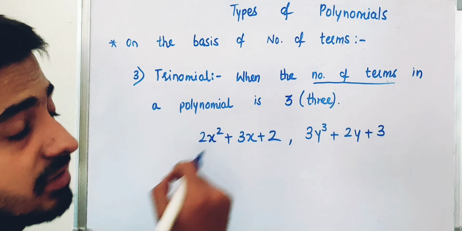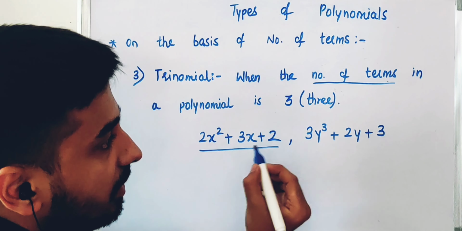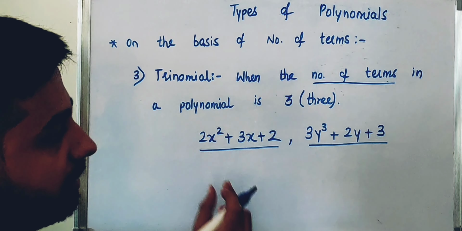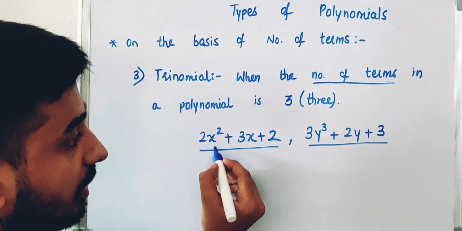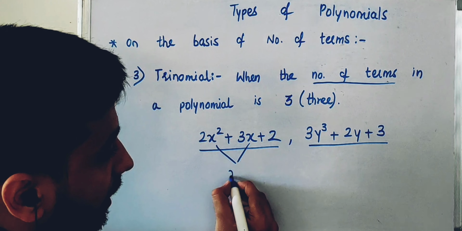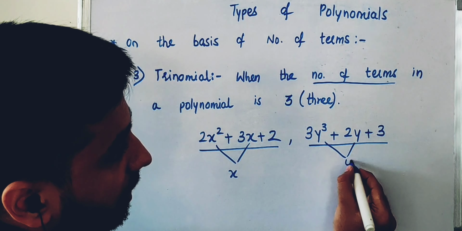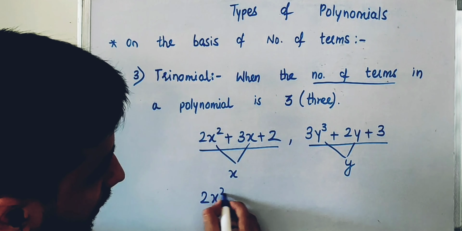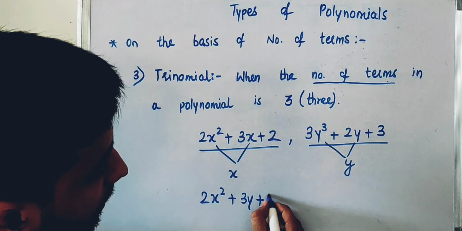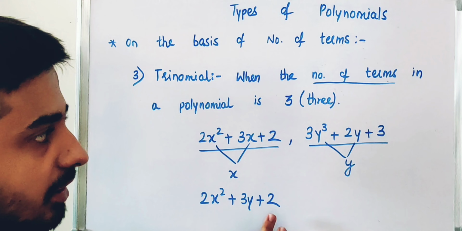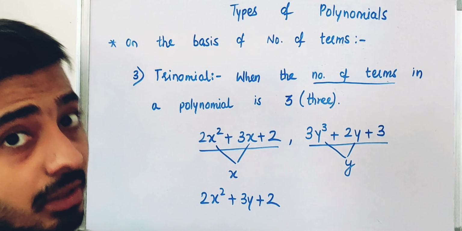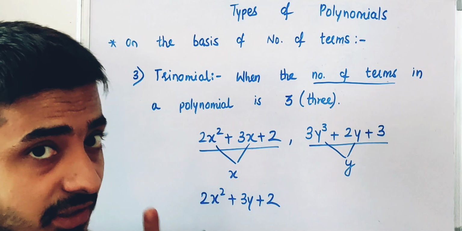Whenever the number of terms is 3, the variable is the same. See, the number of terms is 3: 1, 2, 3. But the variable is the same. Here the variable is x, here the variable is y. You can't write like this: 2x square plus 3y plus 2. This is also correct, but according to the syllabus, what are we studying? Polynomial in a single variable.